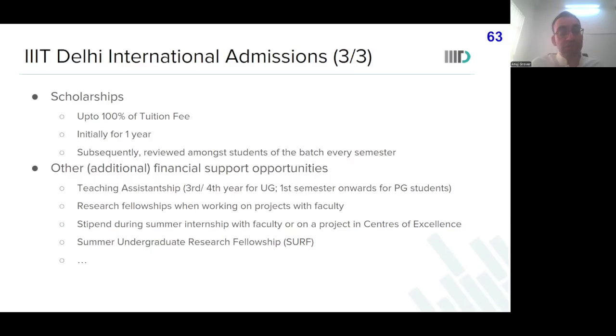One such fellowship is also the Summer Undergraduate Research Fellowship, which not only includes stipend during summers, but also travel grant if you get to publish your work in some reputed conference. You can also work for stipend in various centers of excellence that I listed earlier.